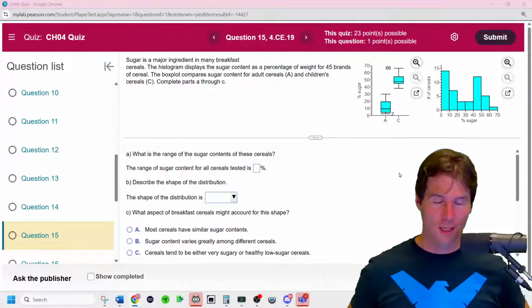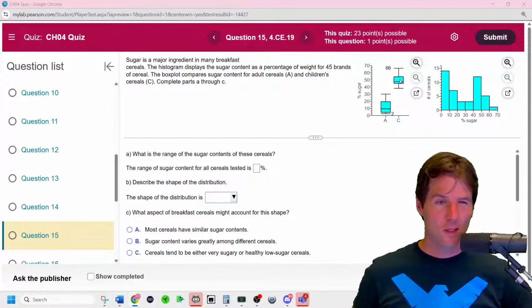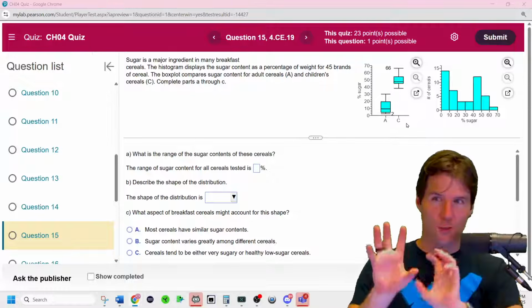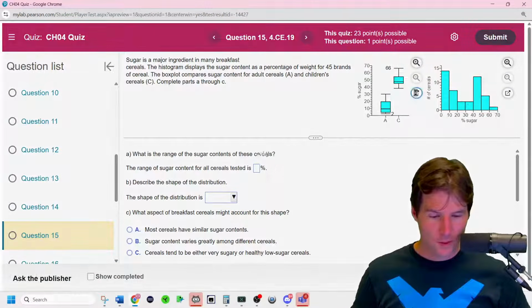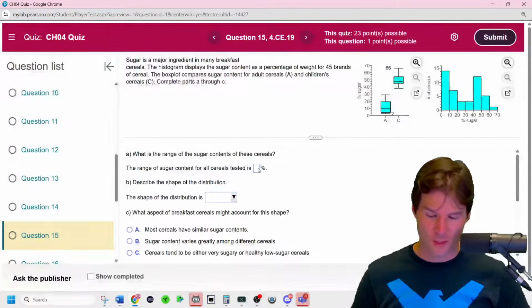Histograms, you can see the bimodality a lot better. You can see the centrality of the data there. And we could do stacked histograms, like the adult versus children's cereal. And when they want the range of the data, you can see the range right here from 2 to 66. We're just going to subtract those numbers and get 64.